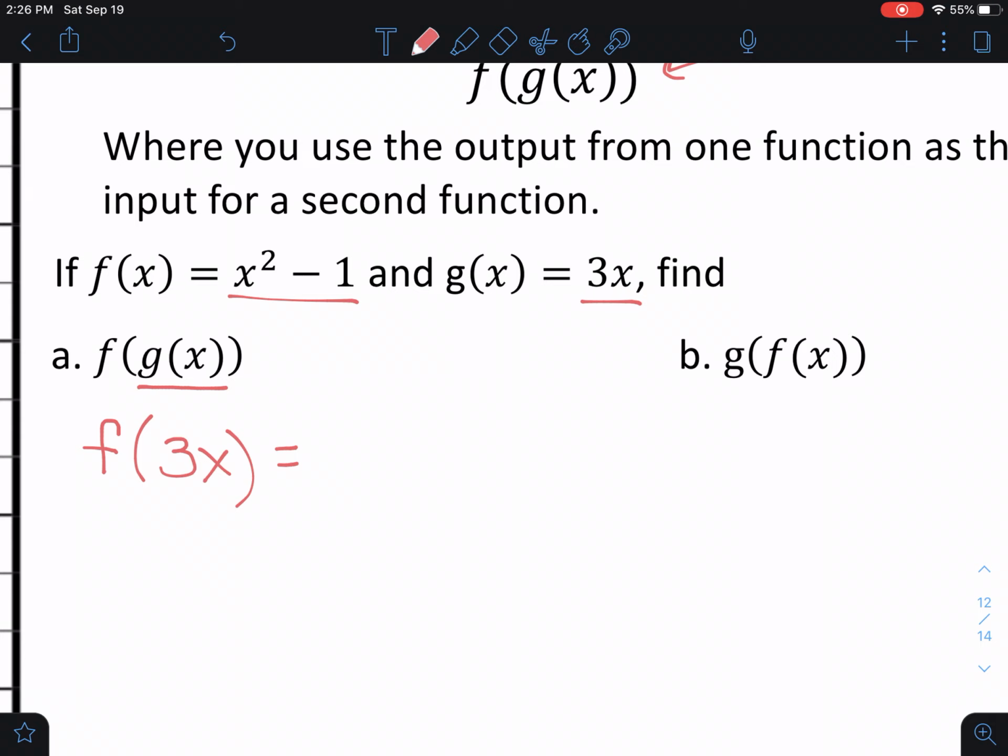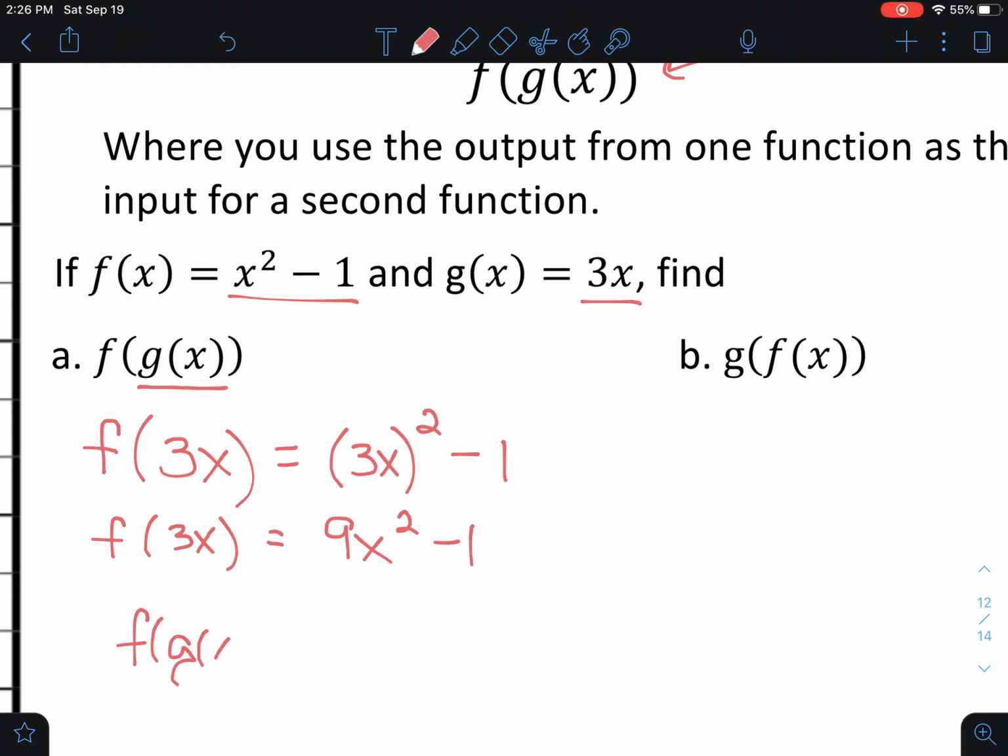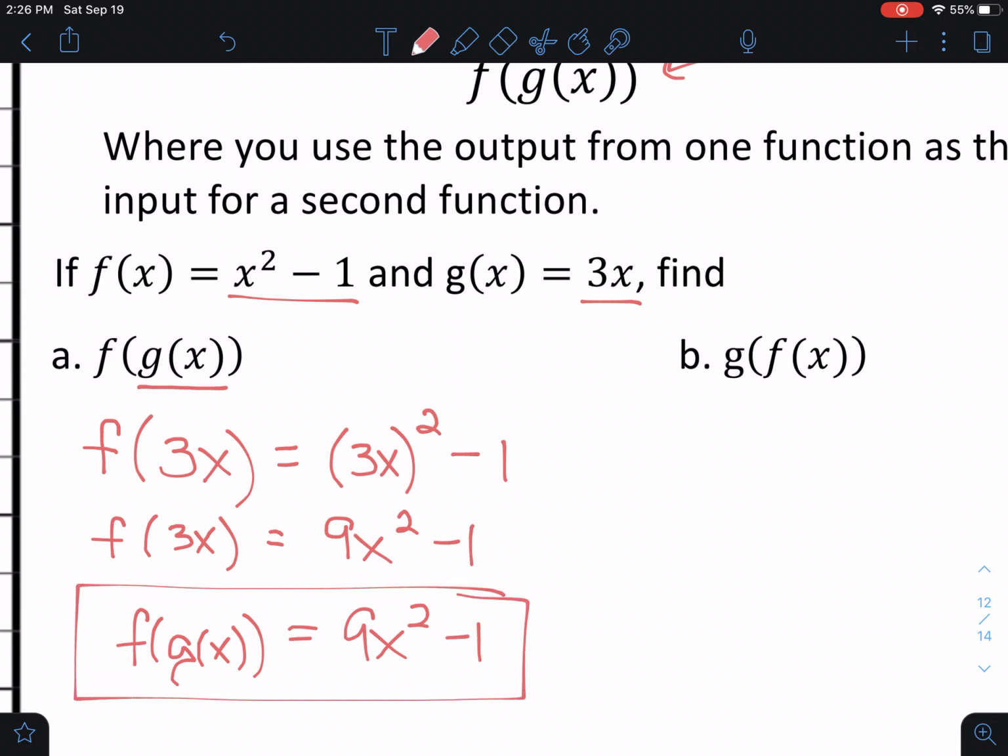And wherever I see an x in that function, we're going to replace it with 3x. So instead of x squared, I'm going to put 3x in parentheses squared minus 1. And then I just simplify this. Okay, well 3x squared, that means 3x times 3x. So that's 9x squared minus 1. So f of g of x is equal to 9x squared minus 1. And there's that answer. Okay, kind of weird.